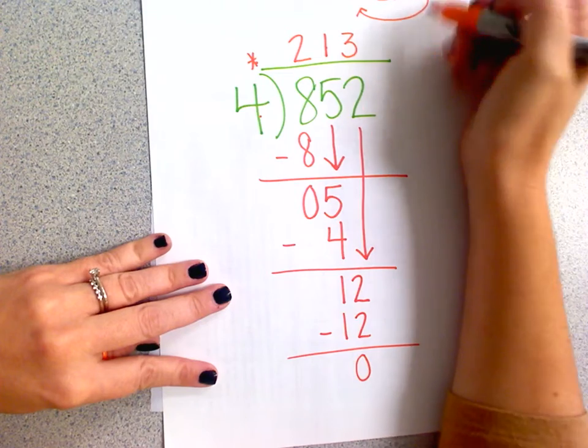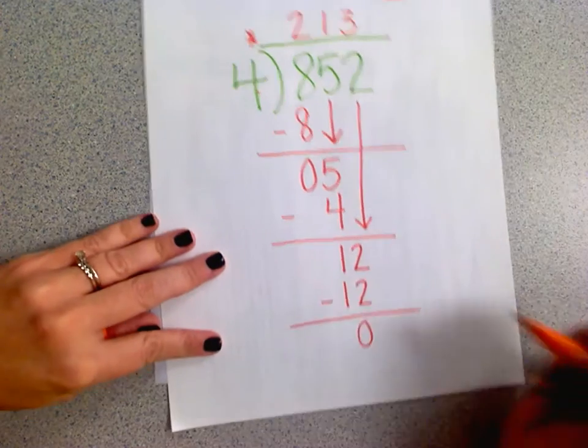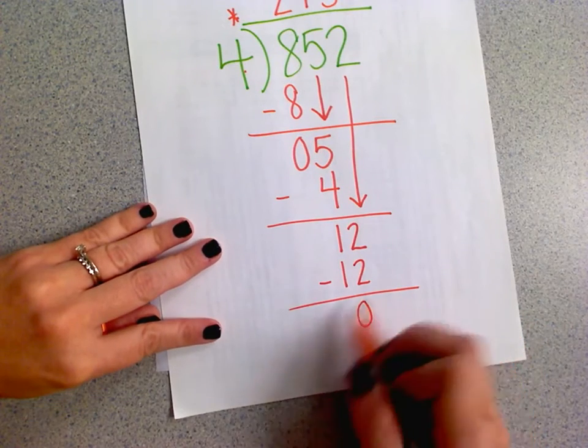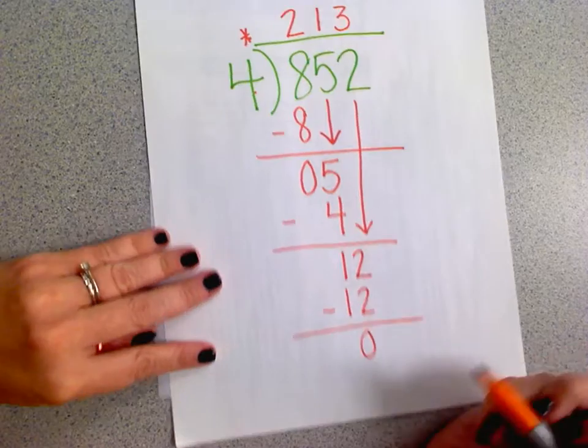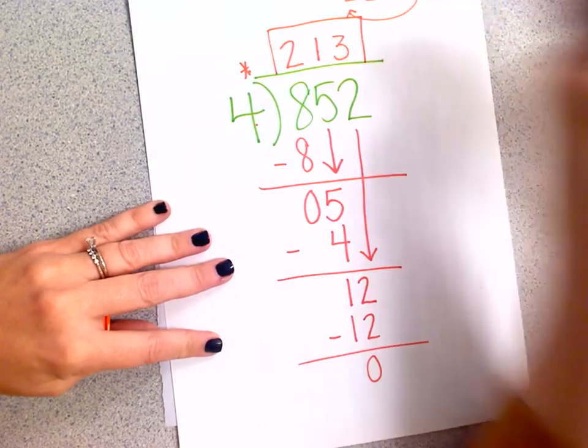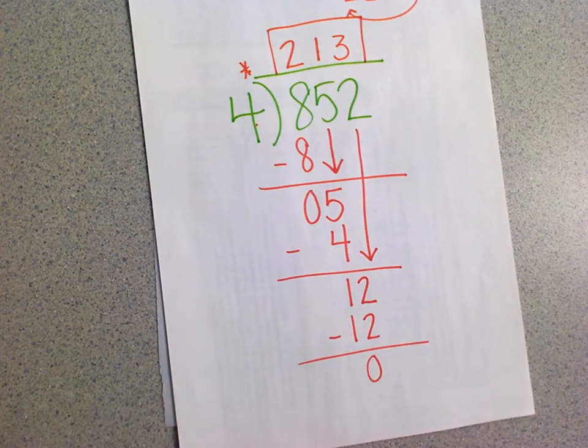Do I need to repeat? No, because I don't have anything left to bring down. There is no remainder because I'm at 0 here. So my quotient is 213.